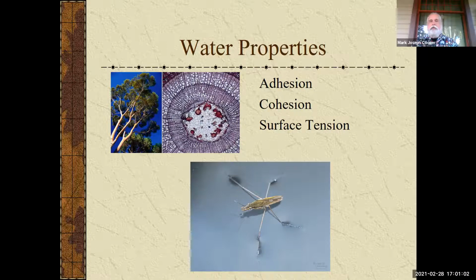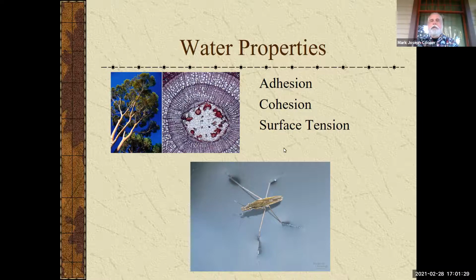I want you to know the definition. Adhesion is water actually sticks to other things, to other molecules. Cohesion is water sticks to other water molecules. And then surface tension is the amount of energy it takes to break the surface of the water. All 3 of those, you need to know those definitions.